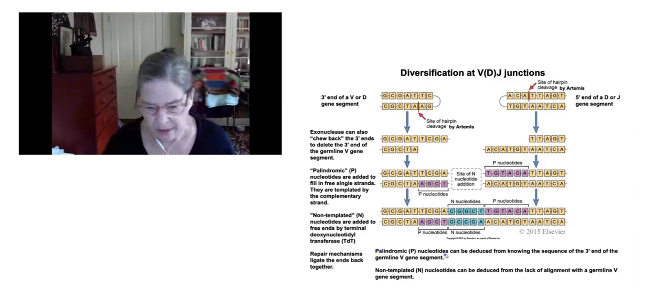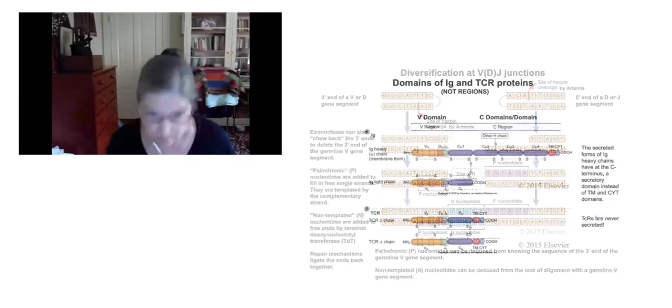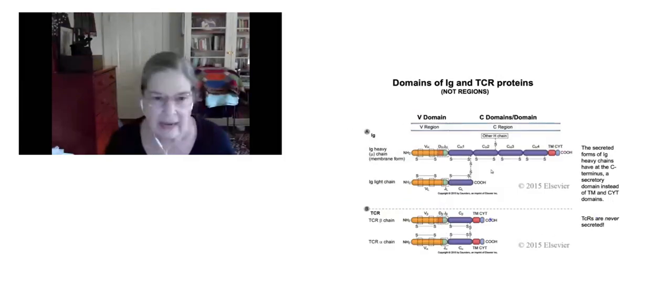So the point is the P nucleotides can be deduced because they're at the end of the germline gene. We have the sequences for all the germline genes. So it's at the end of this, and you see a palindrome, you know it's a P nucleotide. Anything else, it's not templated on the germline gene, therefore it's an N nucleotide. And that's how people figure it out.